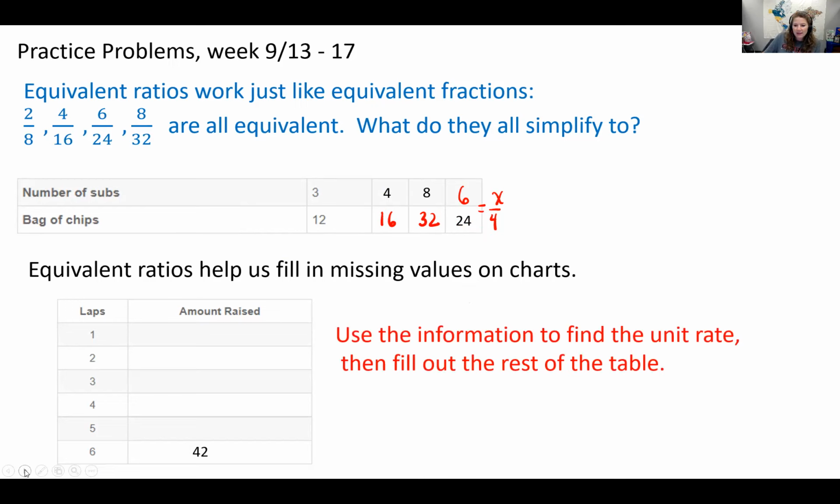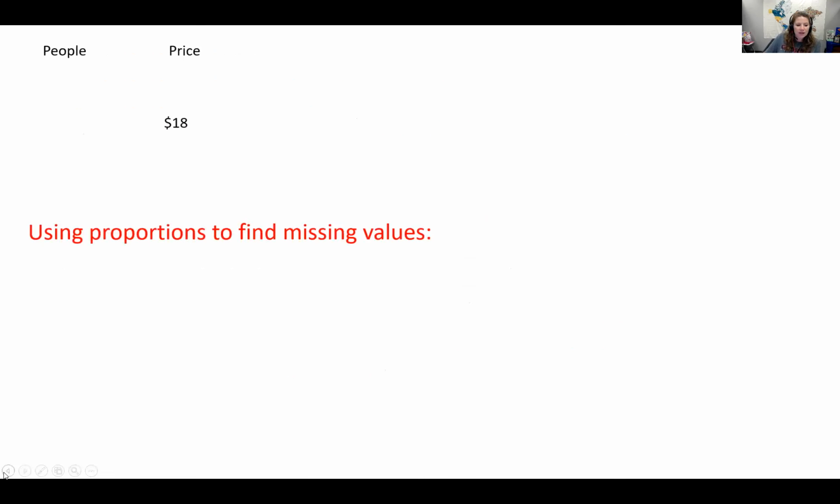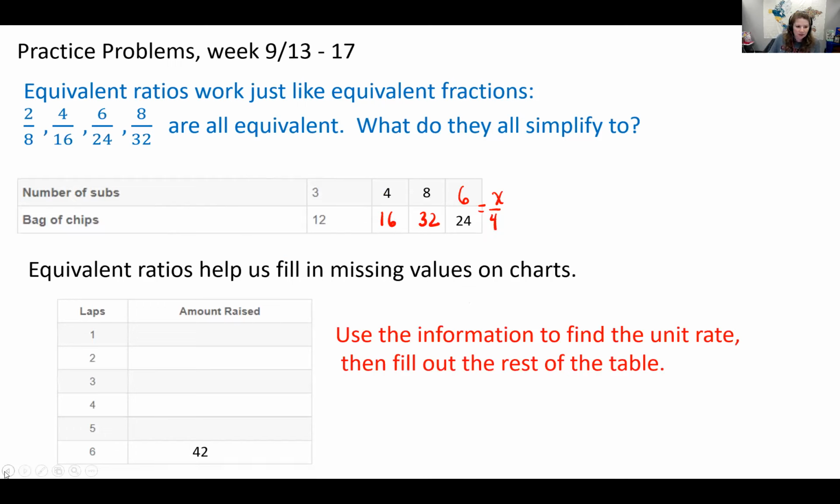Use the information to find the unit rate and then find out the rest of the table. So how do I find the unit rate? Well, if I took 6 laps and I raised $42, remember to find unit rate, we always divide money by the quantity. We did that with unit rate last week. Well, that means I'm raising $7 per lap. So if I took 1 lap, that would be $7. That's the unit rate, $7 per lap.